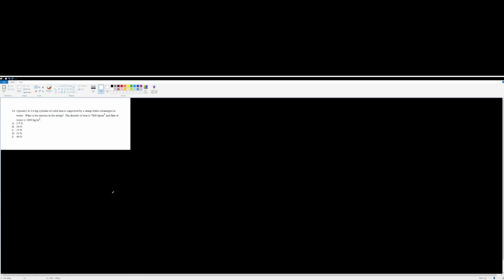Okay, number 14 here. So we have a 4 kilogram cylinder of solid iron, and I'm going to draw this problem out the way your professor did on his answer key. I think it's a very useful way to think of this. We'll just do this as my rough approximation of what a cylinder looks like. It's on a string, and we can just imagine it's attached to a wall or something, or a ceiling, I guess. And it's being submerged in a little bath of water here.